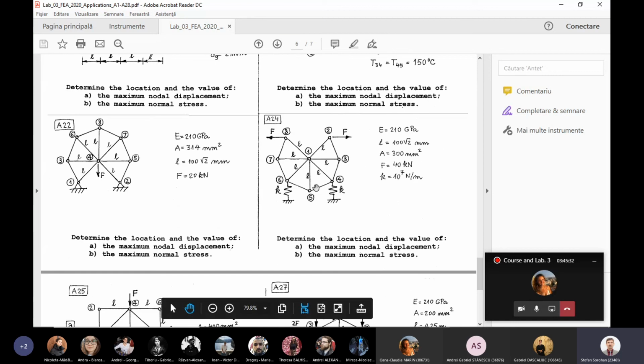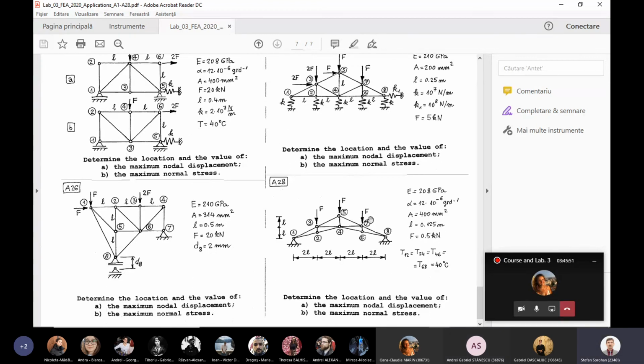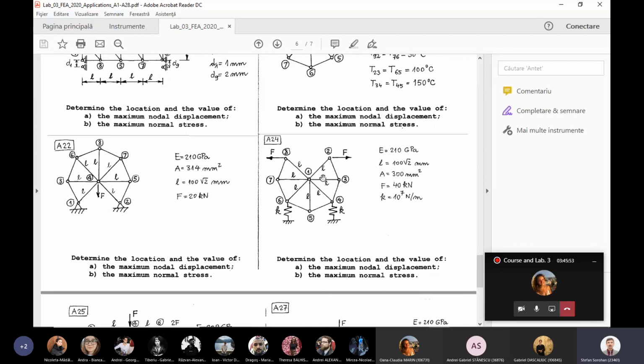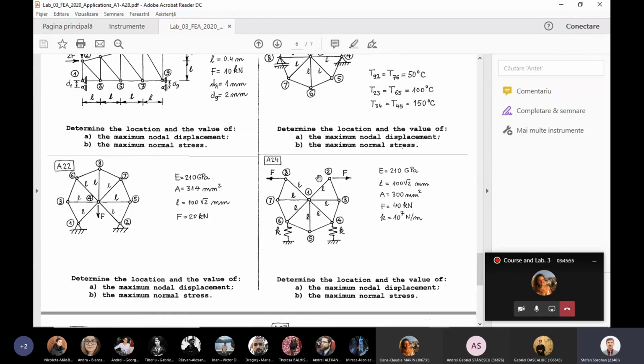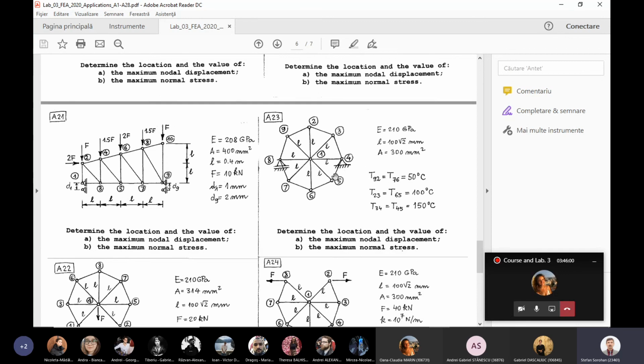24 is the same. As you can see here, the equilibrium is okay, but you have a rigid body motion along X. So node 1 must be fixed, but only along the X axis. This is okay. So this is a trick which I will explain later, but you must correct this problem.